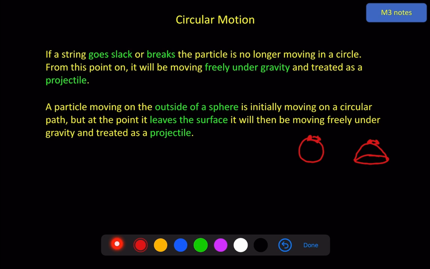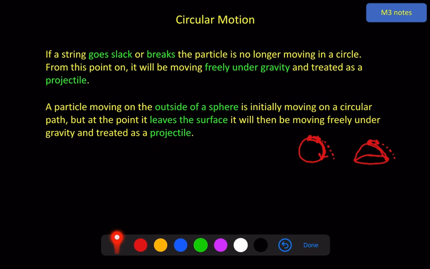And because the surface here or here is spherical, and therefore in a 2D sense circular, it will have circular motion. However, there will come a point where the particle leaves the surface and starts to move under gravity. Same here, bad drawing on this one. But obviously the particle, unless it's somehow magnetically stuck on, won't be able to continue round the surface of the sphere like this. It will have to leave the surface at some point. And when that happens, again, it will be moving freely under gravity as a projectile.